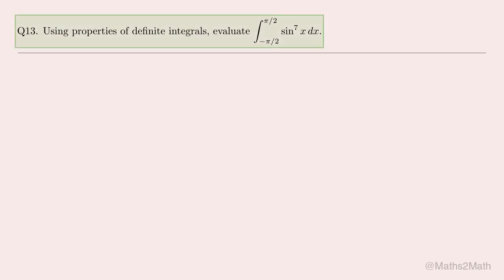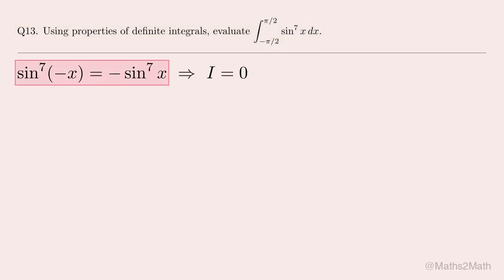Question 13. An odd power on a symmetric interval. Instant 0. Sine to the 7th is odd. The two halves cancel exactly. 0, no computation needed.